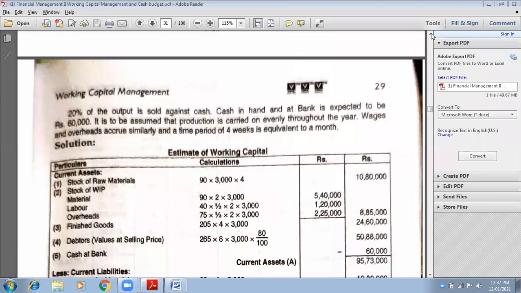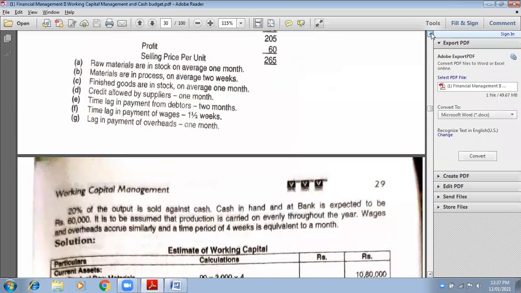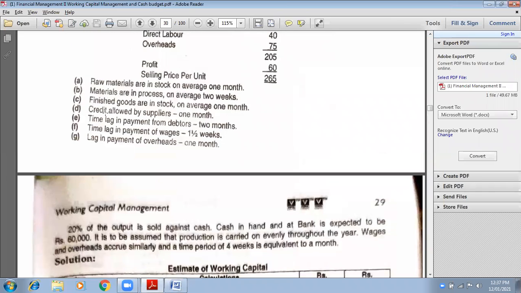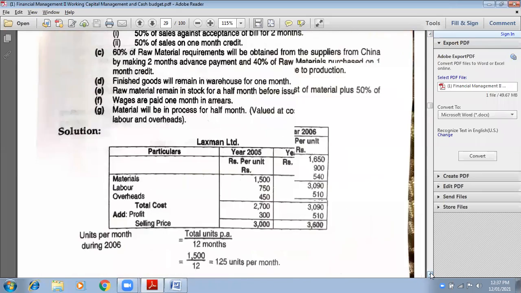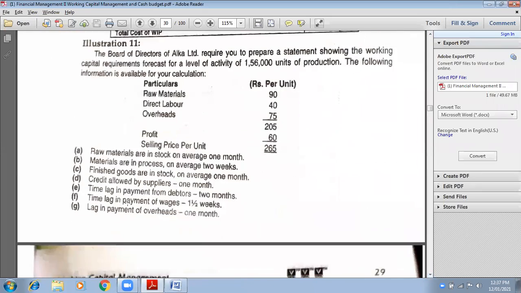Okay. So the next adjustment is all about creditors. Suppliers means creditors. Credit allowed by suppliers is 1 month. From creditors, what do we buy? Raw material. So for creditors, we need to take the rate of raw material only, 90 rupees. Creditors are my current liabilities or assets? Current liabilities, ma'am.